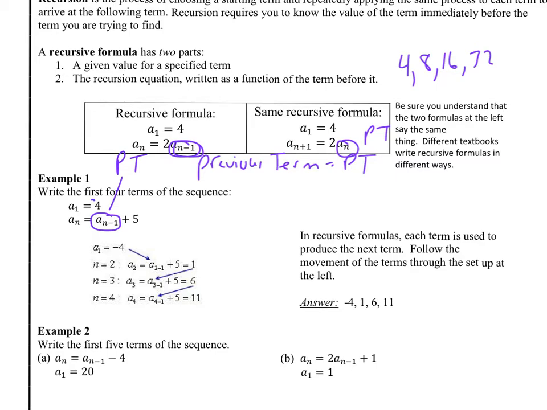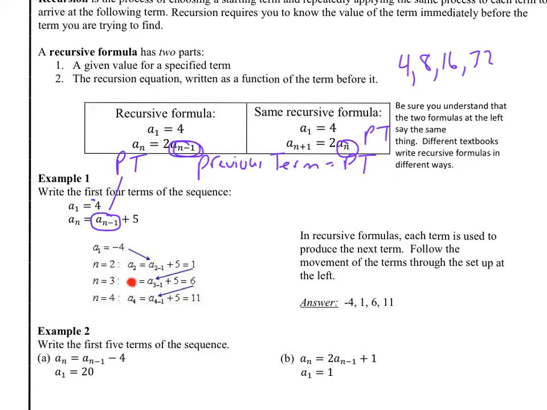It is in your notes. It isn't on mine, interesting. Anyway, so negative 4, and then we have to add 5 each time. So we're going to take the previous term, which is right here, negative 4, and add 5 to get 1.